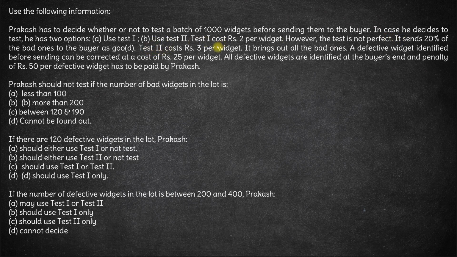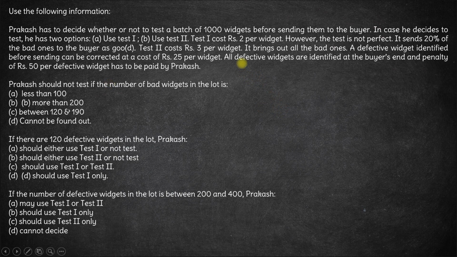Now test 2 costs a little higher, which is 3 rupees per widget, but it brings out all the bad ones. A defective widget identified before sending can be corrected at a cost of rupees 25 per widget. All defective widgets are identified at the buyer's end and a penalty of 50 per defective widget has to be paid by Prakash. So now we have to figure out whether to test or not and which test to use, test 1 or test 2, based on the quantity of widgets that are bad or good.